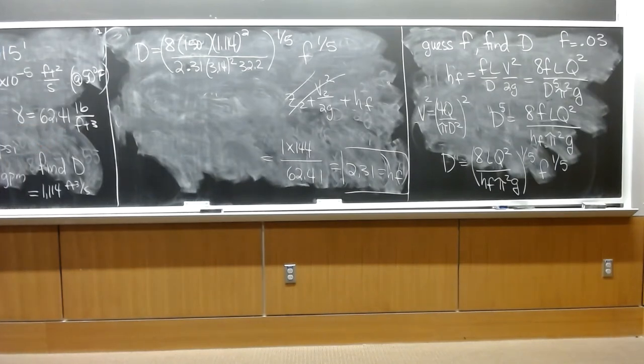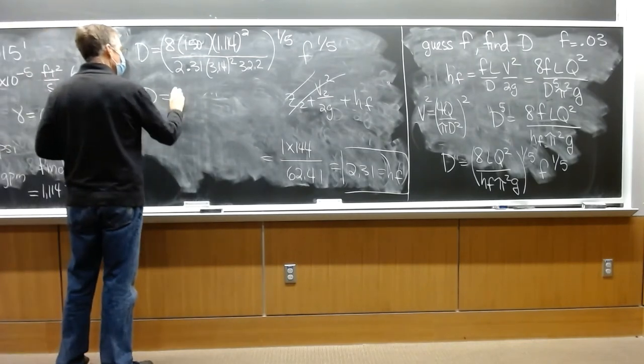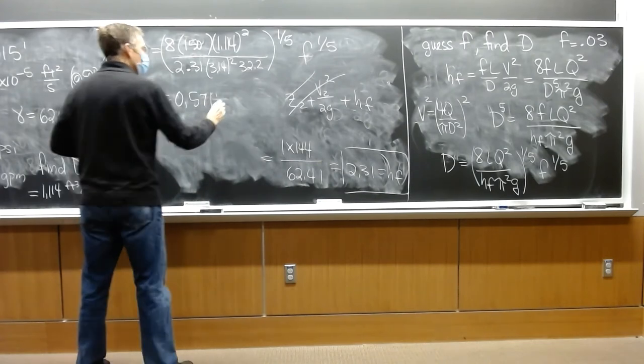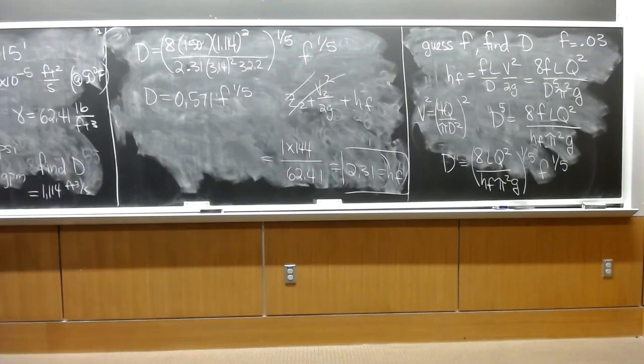I got 0.571. It's a little different than the solution, but it might just be a number difference from the prompt. Oh, that includes the F, sorry. Did you not want it without it? Yeah, let's leave it without the F. 1.152.